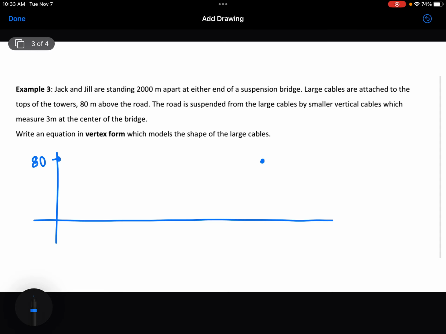Okay. The tops of 2 towers, 80 meters above. We know that this is also 2,000 meters because it says they're 2,000 meters apart. The biggest part about this is just going to be making the proper diagram. The road is suspended by large cables from large cables by small vertical cables, which measure 3 meters at the center of the bridge. Okay, so what's happening here is we've got this shape and we'll call this the center.